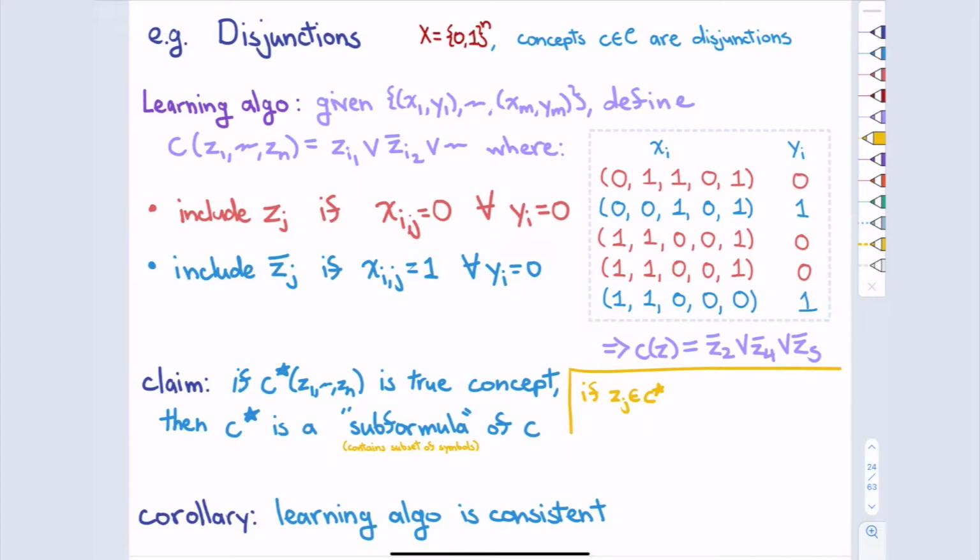Okay, so that addresses the true. Now if C star is a subformula of C, the claim is that that will ensure that true instances are labeled true by our constructed formula. Why?